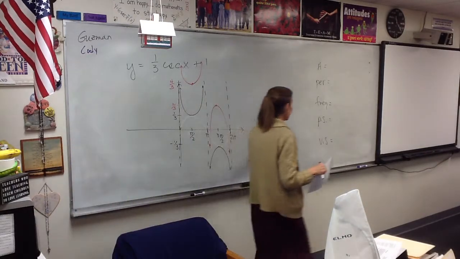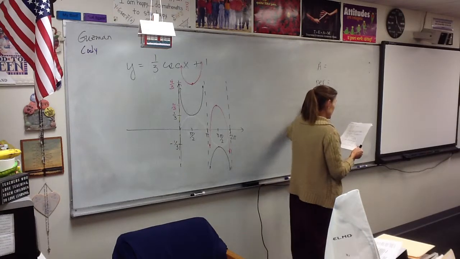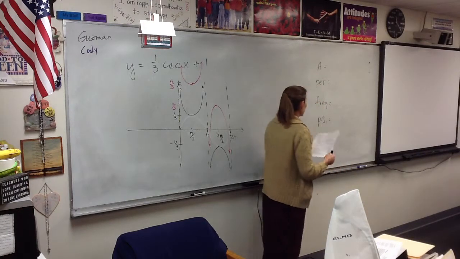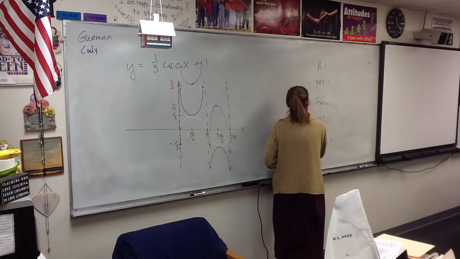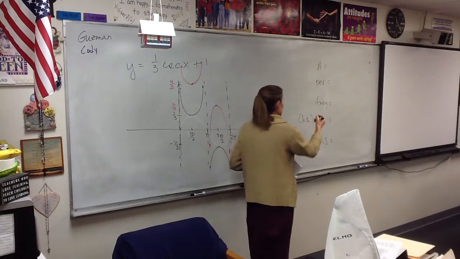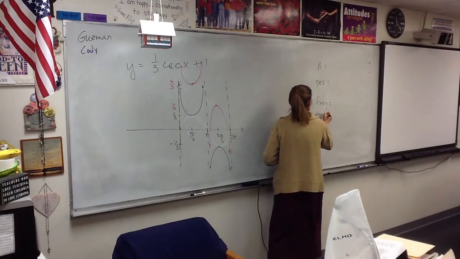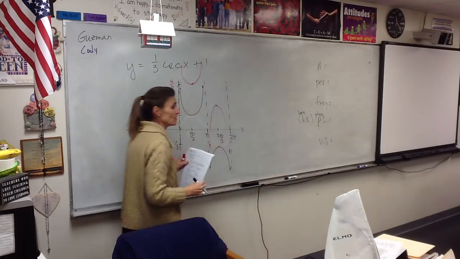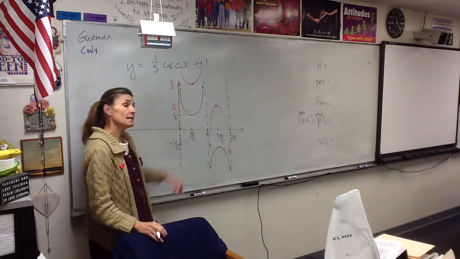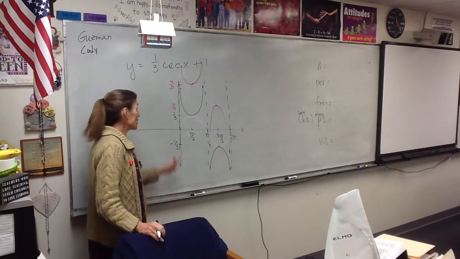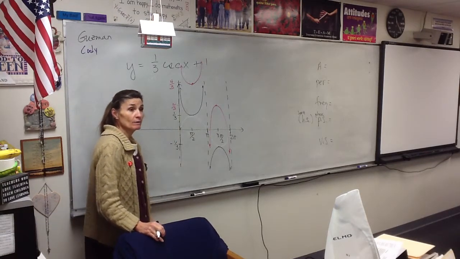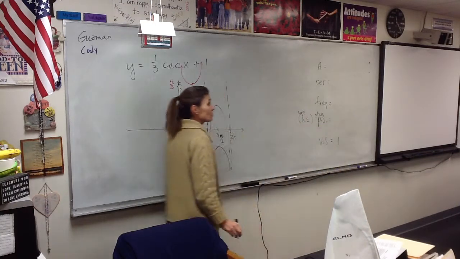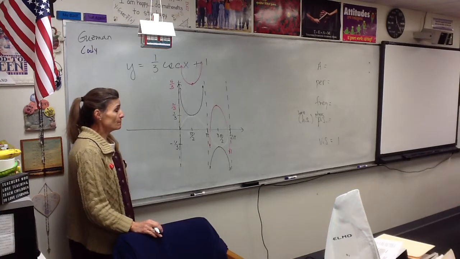And now we have to fill in amplitude, period, frequency, phase shift, or horizontal shift. Sometimes we call this phase shift, sometimes we call it horizontal shift. It doesn't matter, it's the same thing. And vertical shift. So can you fill in any of those? We're talking about the red curve now. Vertical shift is 1. You can either write 1 or you can say up 1.